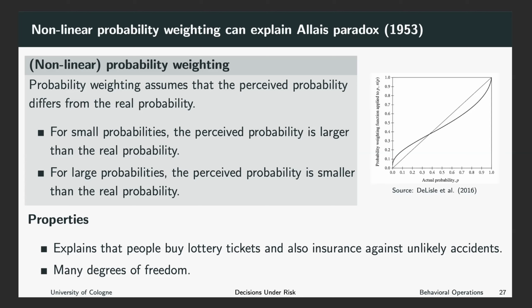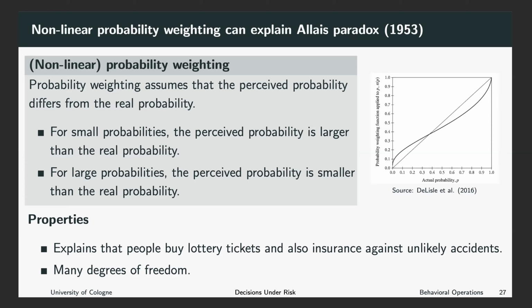Linear or nonlinear probability weighting explains, for example, that people buy lottery tickets and also buy insurance against unlikely accidents. One downside of probability weighting is that it has many degrees of freedom in how you weigh the different probabilities.